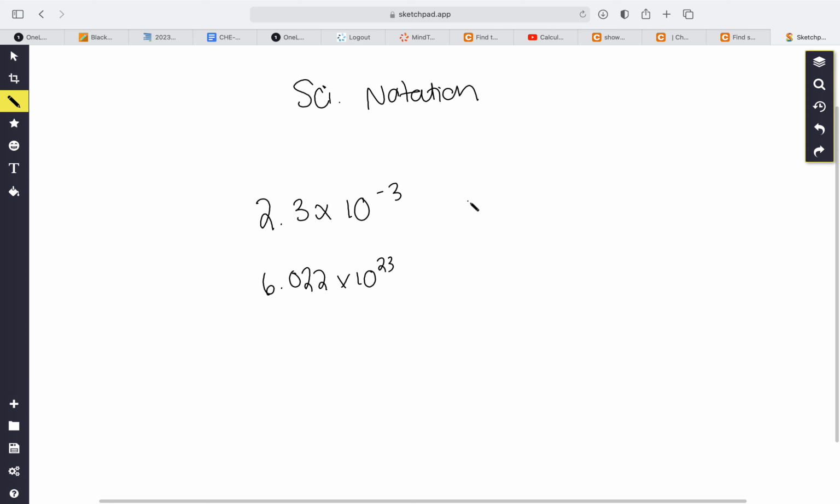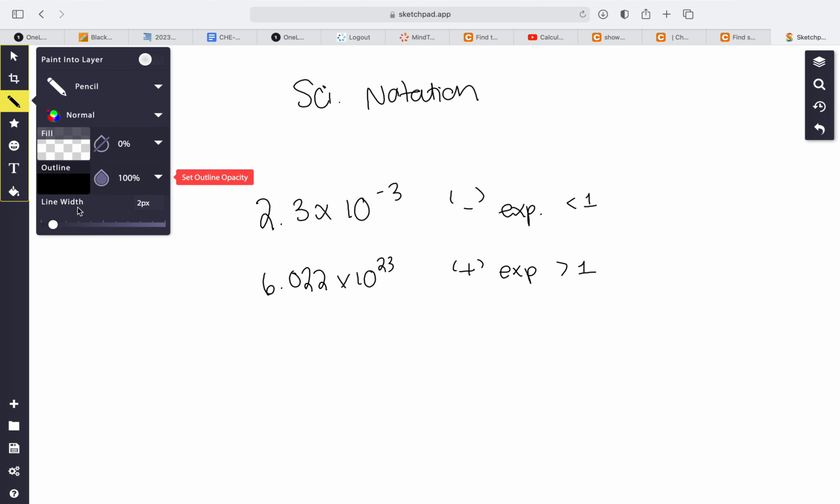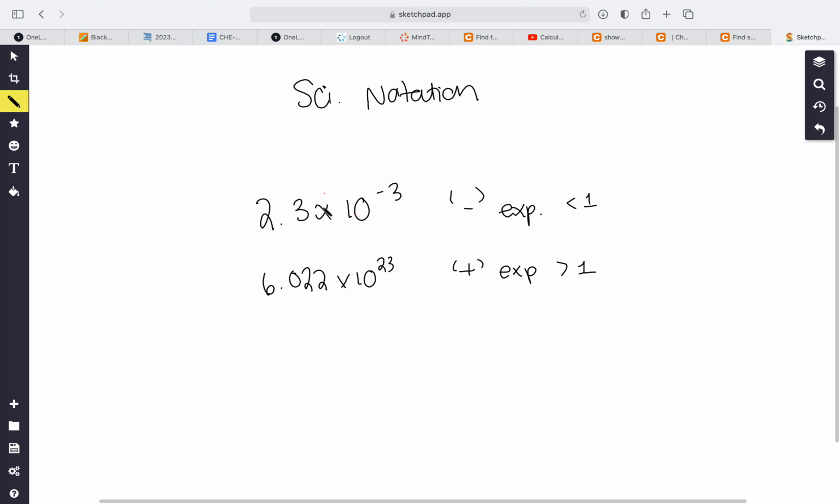So the way that I like to remember is that a negative exponent means that it is a number that is going to be less than 1, and then a positive exponent means that a number is going to be greater than 1. Right, so what that means is that a number like this is actually going to be a smaller number. So in order to make a number smaller, you have to move the decimal place this way, right? Because if we move it this way, it's becoming a much bigger number. Even if we move it this way once, it's turning into 23. We don't want 23. We want a smaller number because the exponent is smaller.